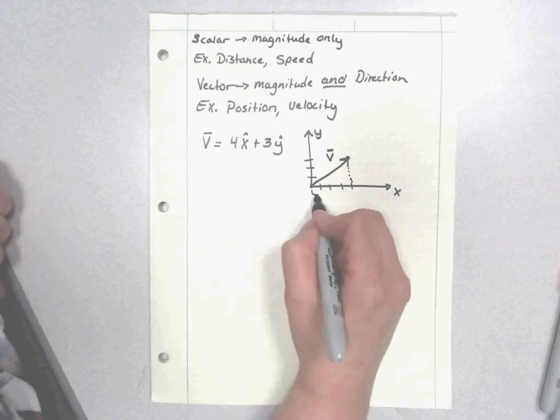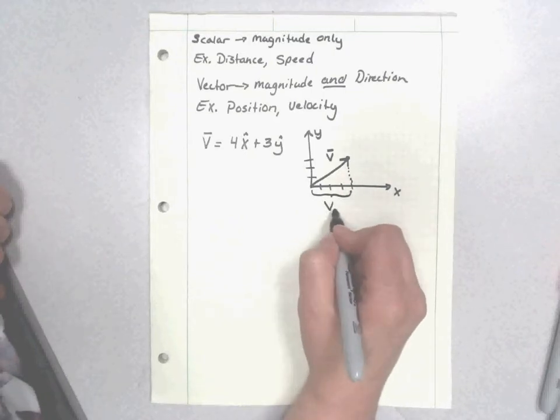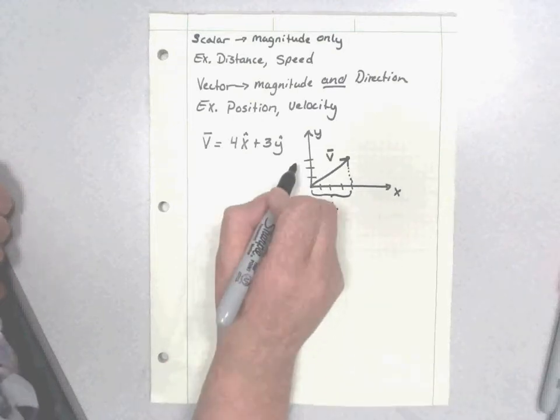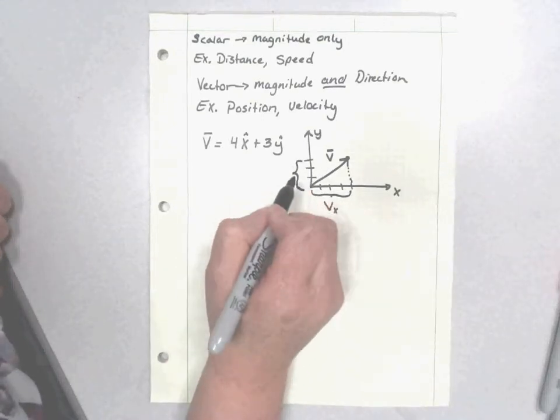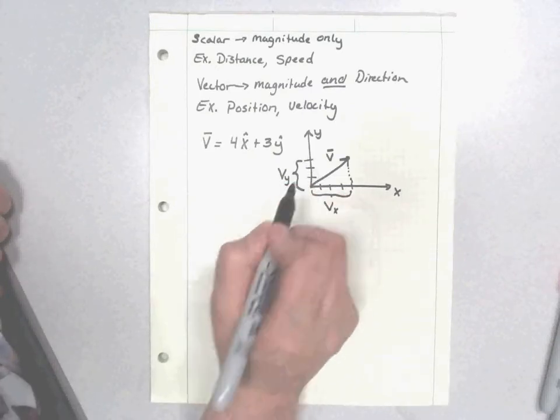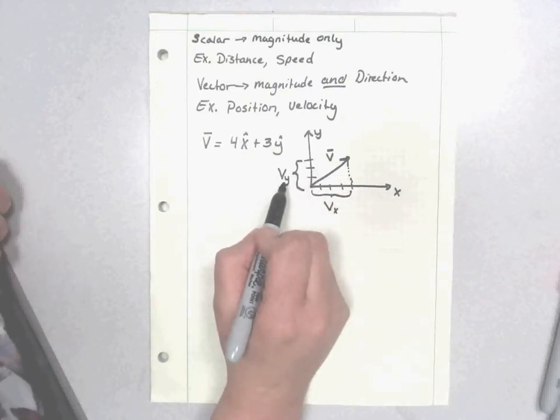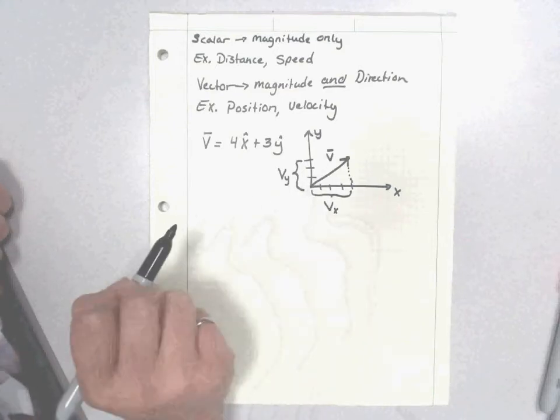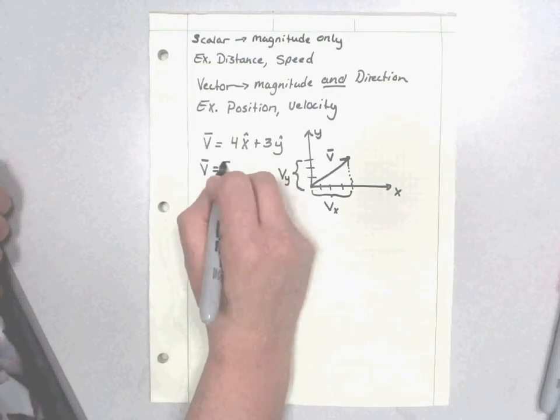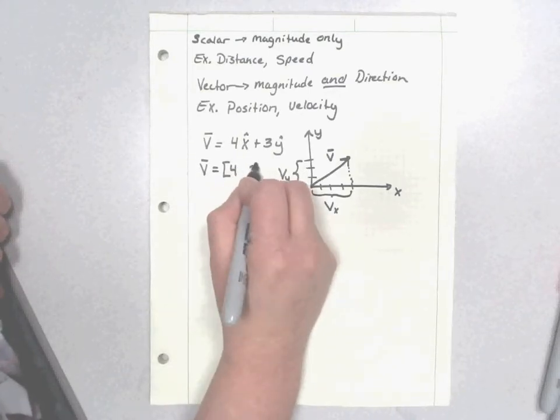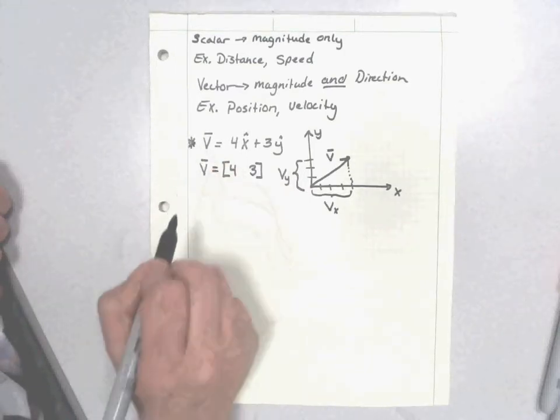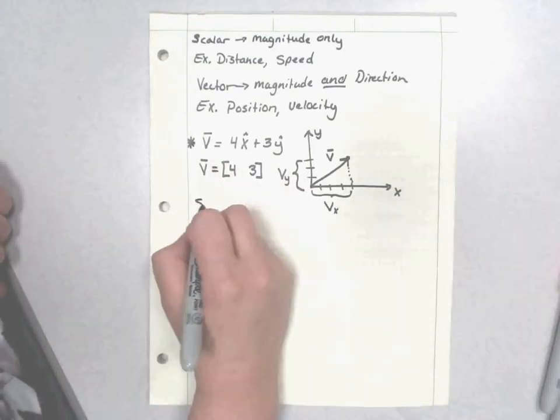The length right here is my v sub x, or the x component of my v vector. And this component here, the length from origin to here, is the y component of my v vector. You can also write a vector like this. Both are acceptable, but this one is standard vector notation.